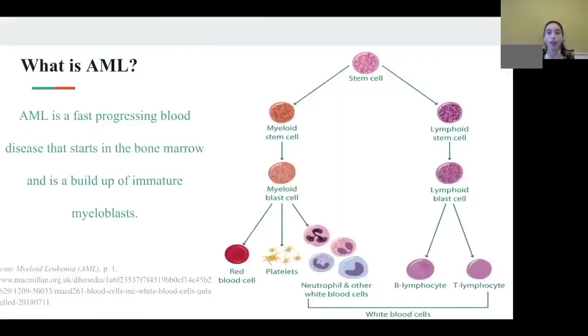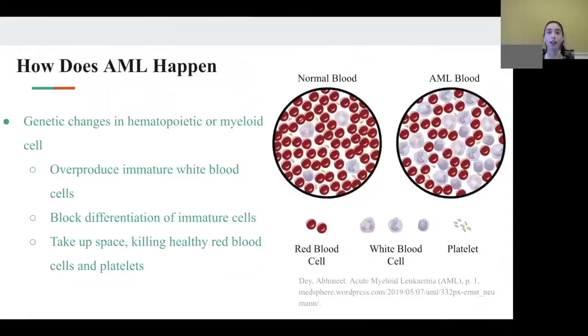What is AML? AML, or acute myeloid leukemia, is a fast-progressing disease where myeloid cells rapidly grow, interfering with the production of normal white blood cells, red blood cells, and platelets. The main cause of AML is a genetic change in the DNA sequence of hematopoietic stem cells or myeloid cells.